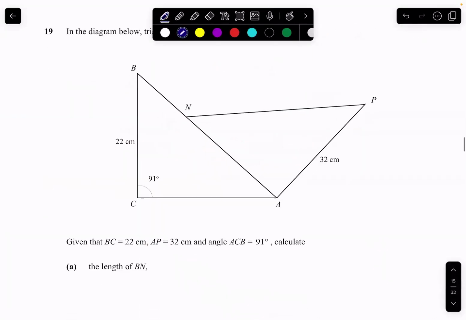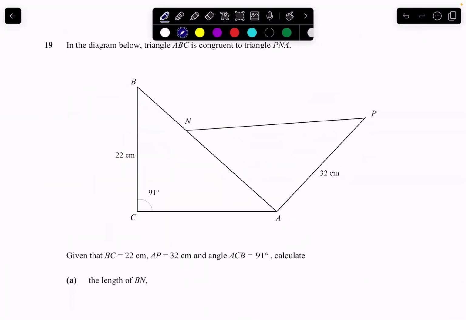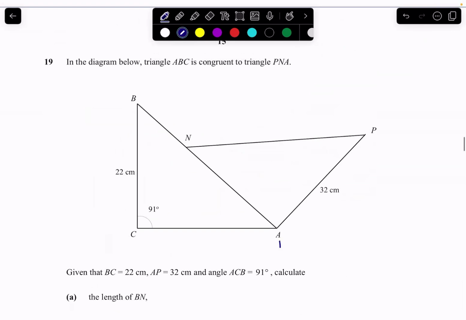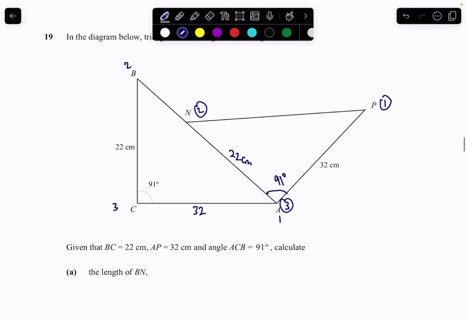Okay, next. In the diagram, triangle ABC is congruent to PQA. Right? A, B, C, P, Q, A. So I can label so I can see the positioning. Given that BC equals 22, so that means there is also 22. AP equals 32, so here is also 32. And then we have angle B is 91 degrees. So here is 91 degrees. Calculate the length of BN.